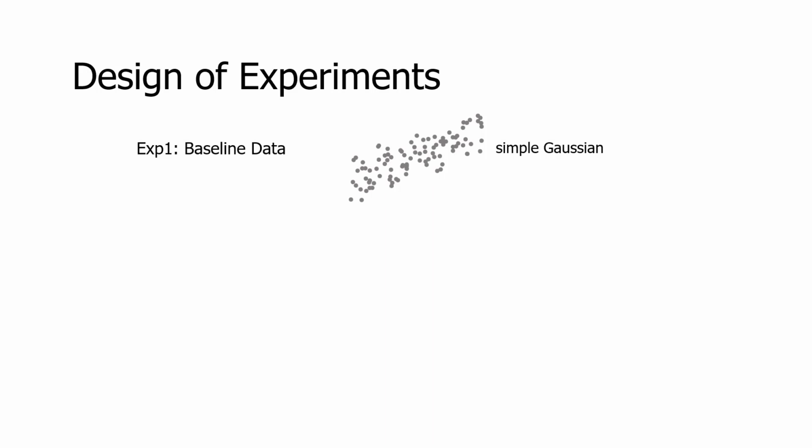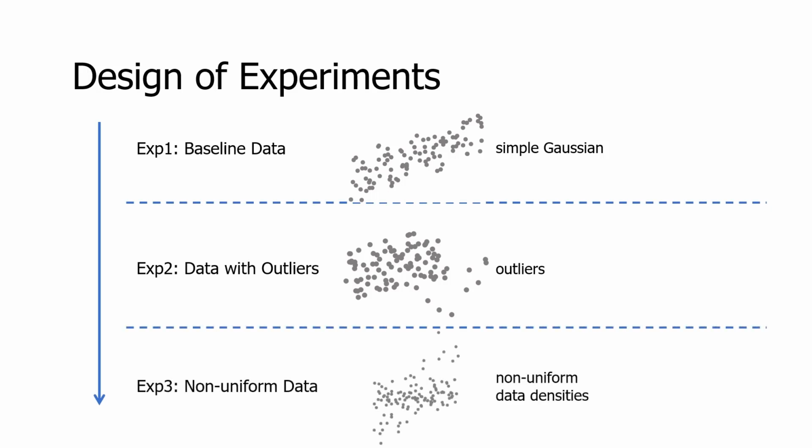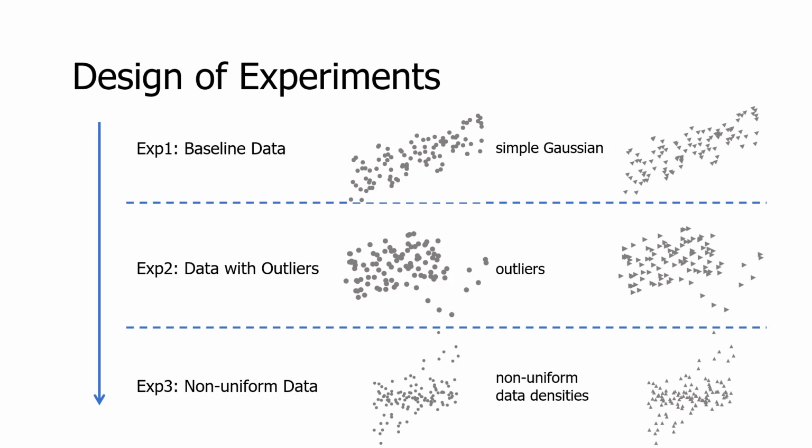In this work, we conducted 3 experiments. In the first experiment, we generate the data of simple Gaussian stimuli with variables of different bandwidths and slopes. Then we study the data that violate ordinary least squares assumptions due to outliers in experiment 2, or non-uniform data densities in experiment 3, and for each trial, we set different mark orientations.